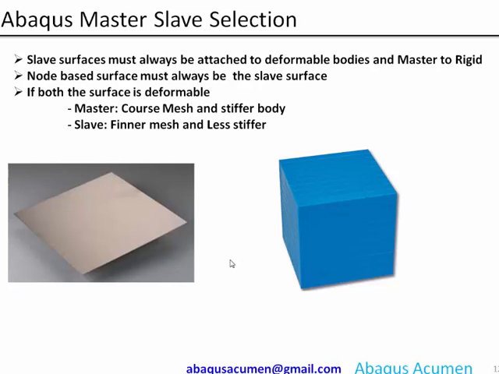Suppose you have a node based surface and an element based surface. The node based surface will always be a slave and the element based surface will always be a master. Now let us understand another condition. If both surfaces are deformable, say both are steel, how are you going to decide which one will be master and slave? If both are, say, steel plate or steel cylinder of 5 mm, the coarser mesh will become a master and the finer mesh will become a slave.